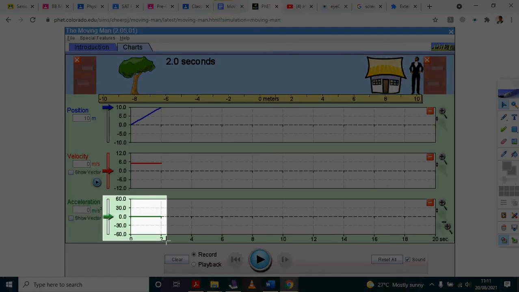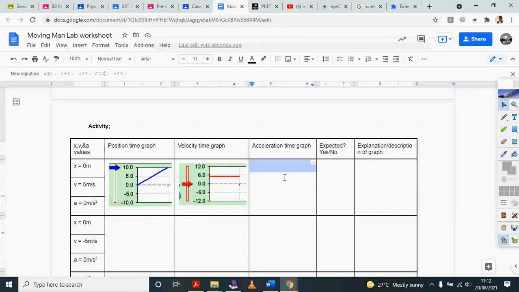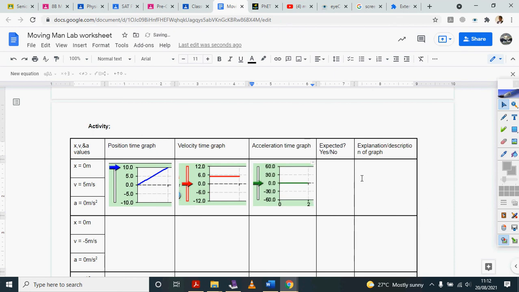Screen snap or snip or clip. Paste. Is this the graph you expected? You can be honest with yourself. I am saying yes because that's what I expected.